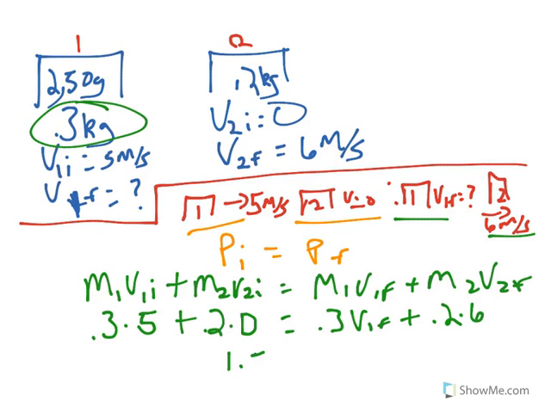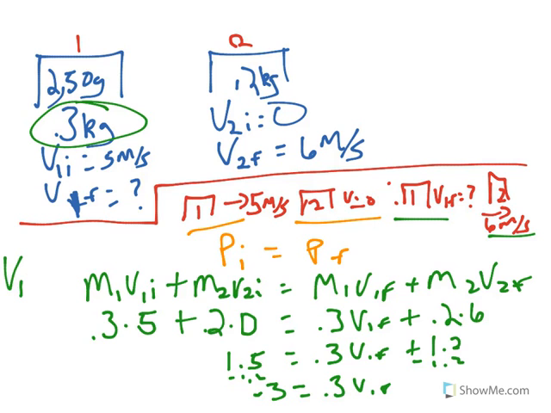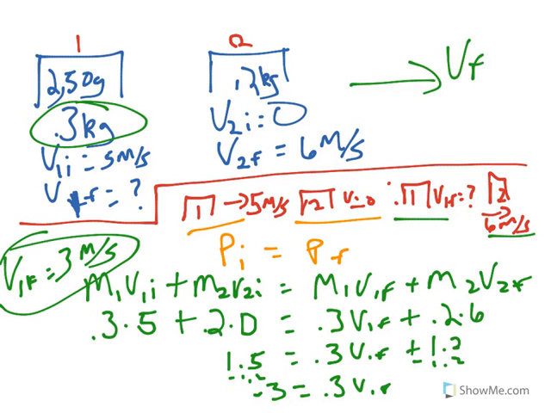We have 1.5 on this side, that's 0.3 times 5, equals 0.3 v1f plus 1.2. We subtract 1.2 from both sides, and we get 0.3 equals 0.3 v1f. Divide by 0.3, and we get that v1f equals 3 meters per second. Since it comes out positive, it means it is also going this way. So v1f will be going to the right, just like it was initially. It will just have slowed down.